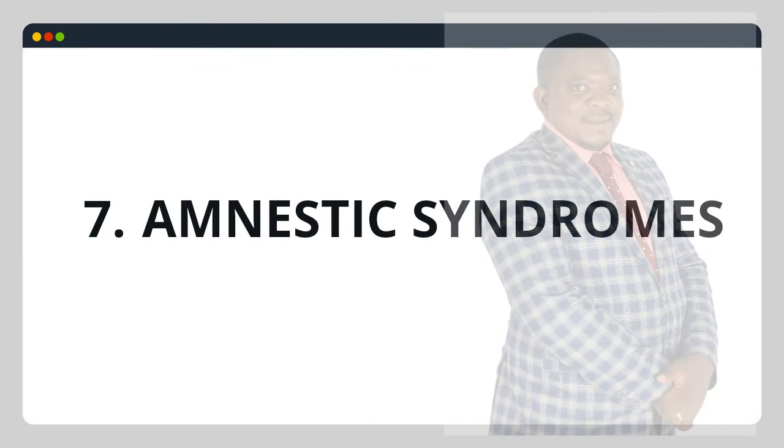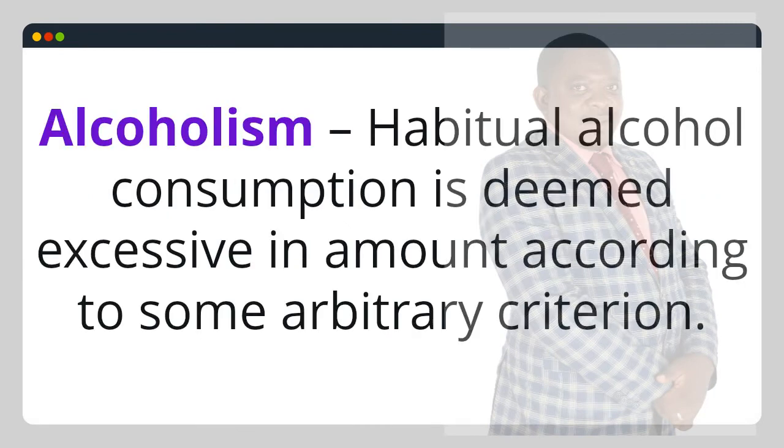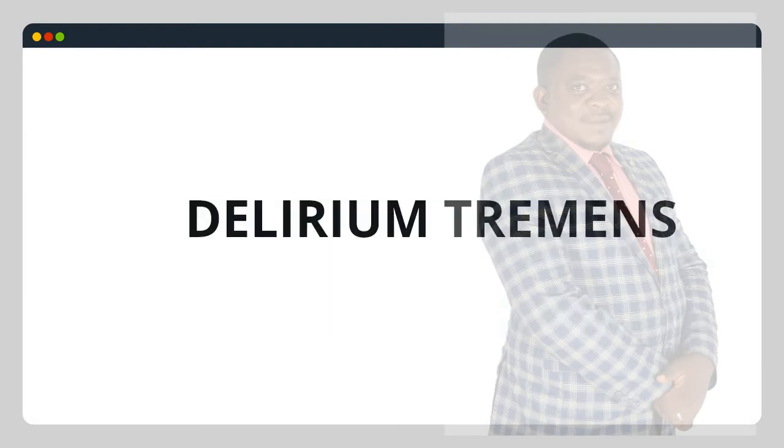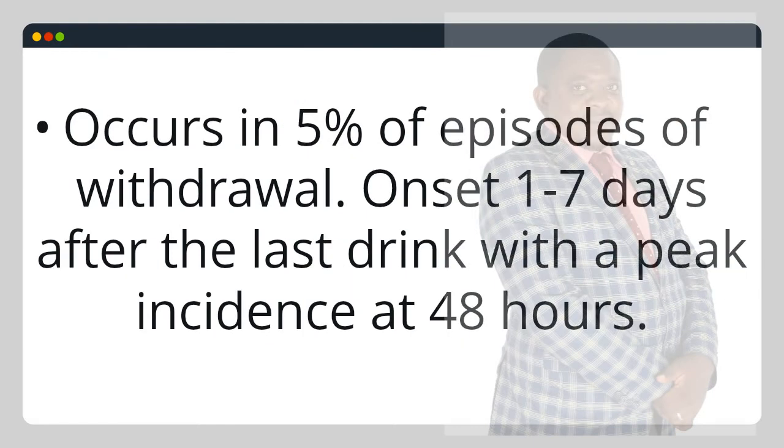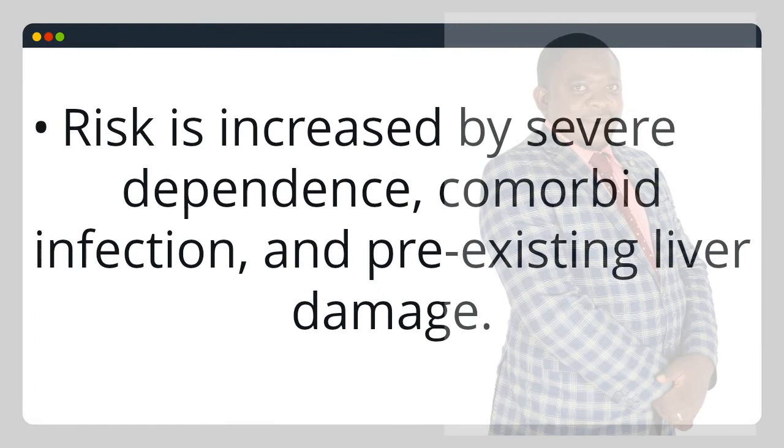7. Amnestic syndromes. Alcoholism is habitual alcohol consumption that is deemed excessive in amount according to some arbitrary criterion. Delirium tremens: an acute confusional state secondary to alcohol withdrawal. A medical emergency requiring inpatient medical care. Occurs in 5% of episodes of withdrawal. Onset 1 to 7 days after the last drink, with a peak incidence at 48 hours. Risk is increased by severe dependence, comorbid infection, and pre-existing liver damage.